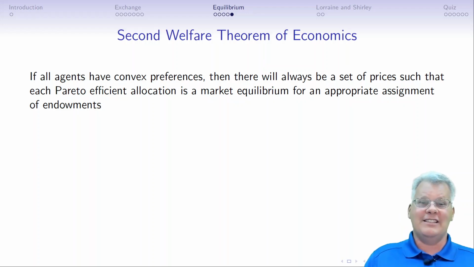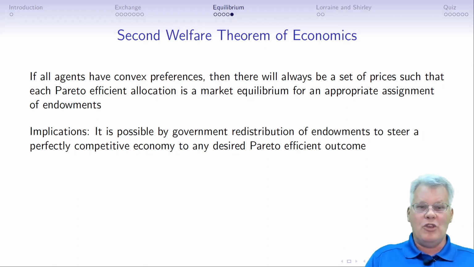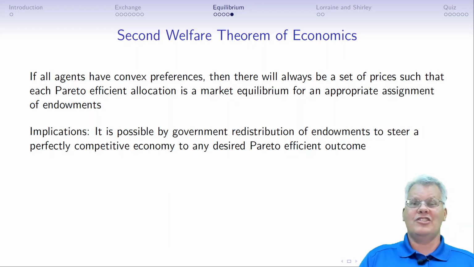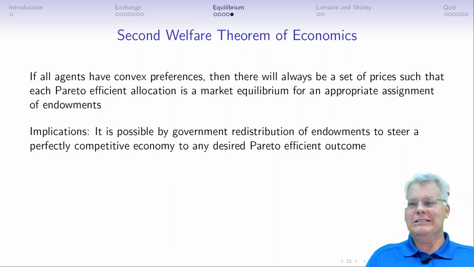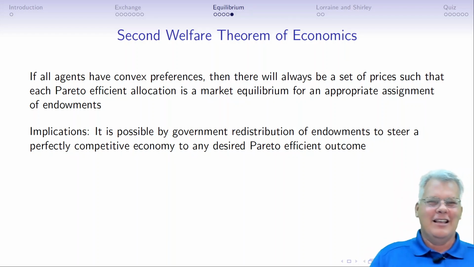And what the second welfare theorem tells us is that there will always exist a set of prices that will move from an appropriate endowment point to any point along the contract curve. So what this says then, the implication, is that it's possible for government to redistribute endowments to steer a perfectly competitive economy to any desired Pareto efficient outcome. Right? So it's theoretically possible. But if you think about this idea of redistributing endowments in the real economy, the real world as it exists, the endowment that we get might be your level of intelligence, your level of athleticism. Is it possible for the government to redistribute that? Well, it's complicated.